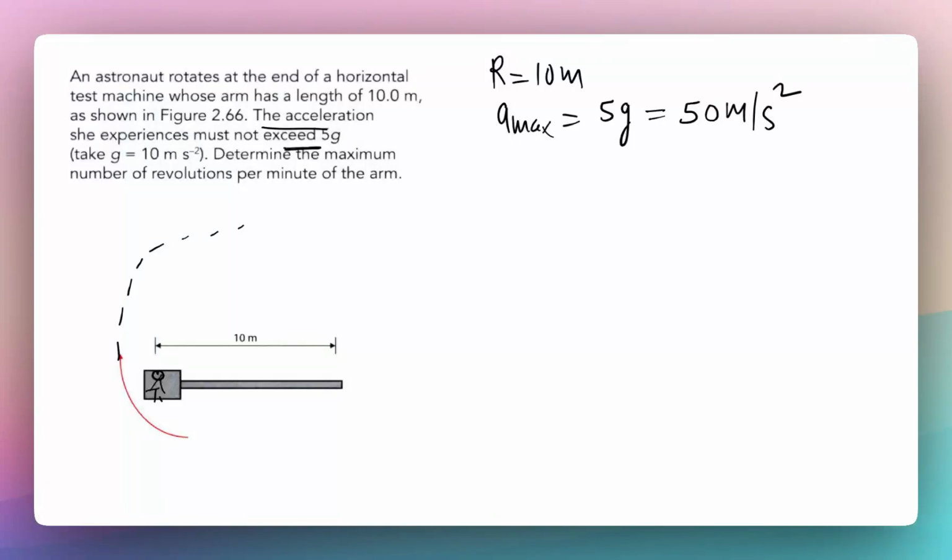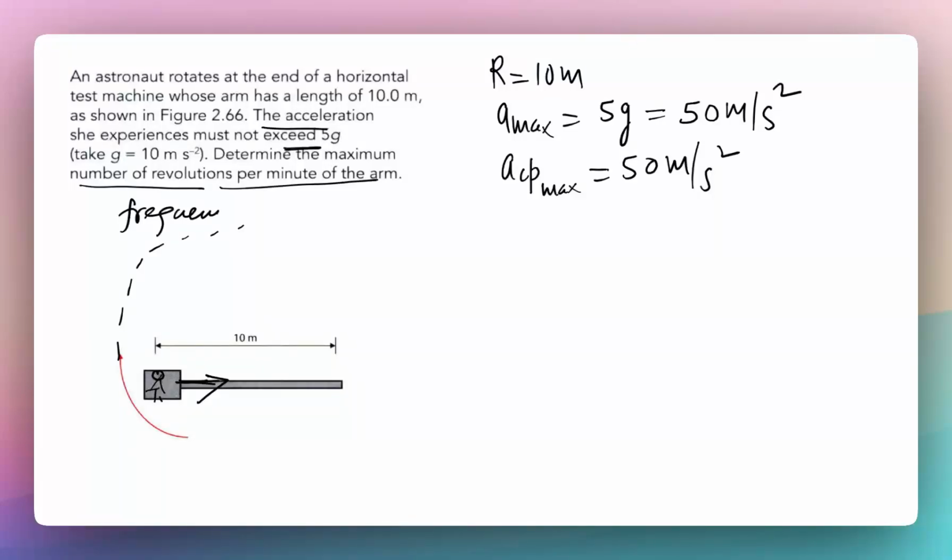And as we know, when there's a circular motion, she is going to experience an acceleration towards the center, right? So that's A max, ACP max, which is 50 meter per second square maximum. We have to determine the maximum number of revolutions per minute for the arm, right? So we have to find how many revolutions per minute the arm should do. So that's sort of a frequency. This is what we have to find, but we have to find that on a per minute basis, okay? So let's see how we can do this.